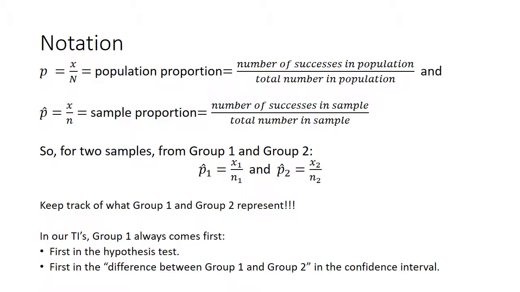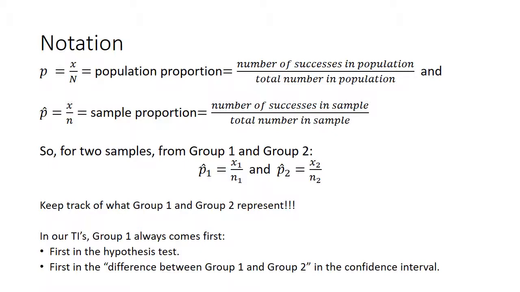So if we have two groups, group 1 and group 2, each group is going to have its own sample size, its own number of successes, and its own sample proportion. P hat 1 is the number of successes in sample 1 divided by the size of sample 1. P hat 2 is the number of successes in sample 2 divided by the size of sample 2. Keep track of which group is group 1 and which group is group 2.